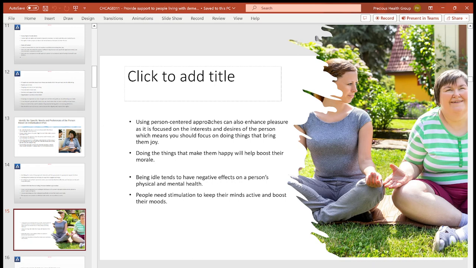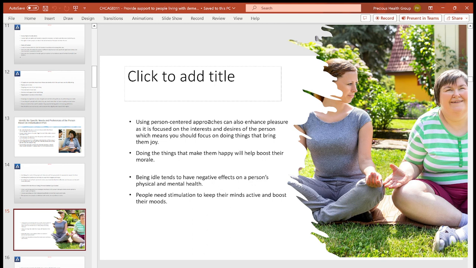Doing the things that make them happy will, of course, boost their morale. And being idle tends to have a negative effect on people's physical as well as mental health. So on a daily basis, if you are supporting someone with dementia, try to keep them active, try to keep them engaged. Look at what they love doing, and plan their day accordingly with them.